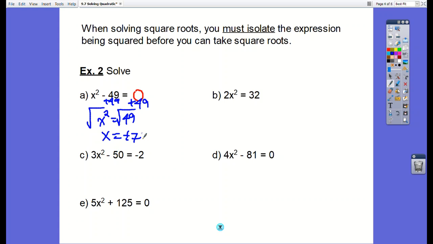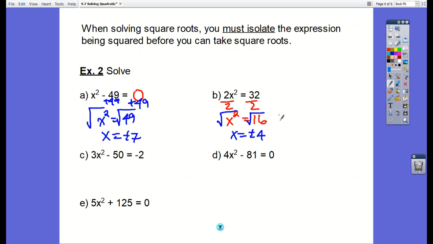Dawson, how do we get x squared by itself in part B? You divide both sides by 2. Then what do we do? Square both sides. Don't square both sides. Do the inverse. Square root. Square root both sides. So x is plus or minus 4.